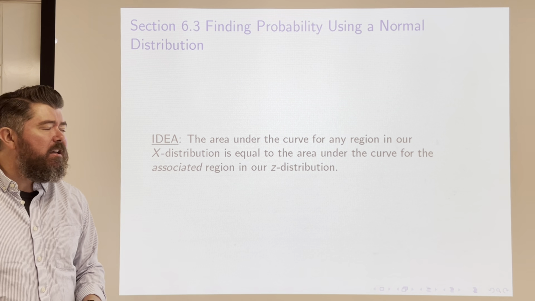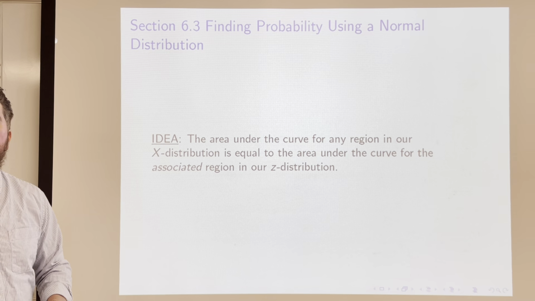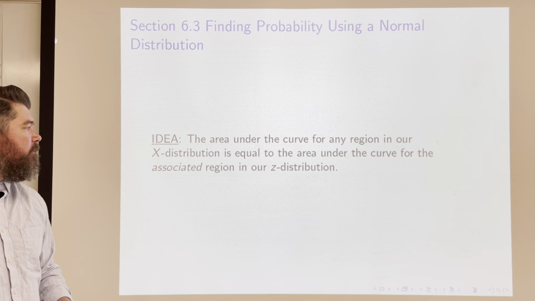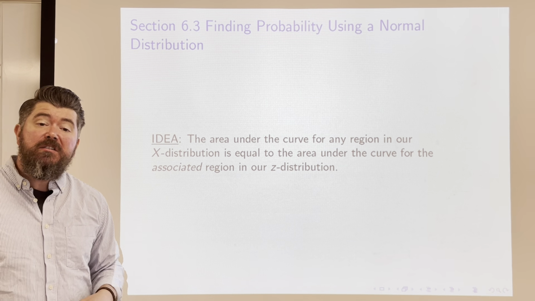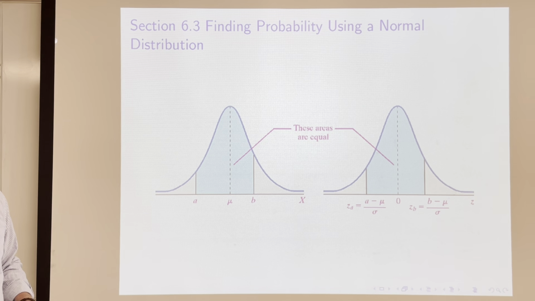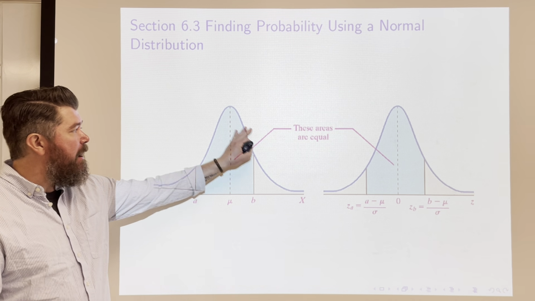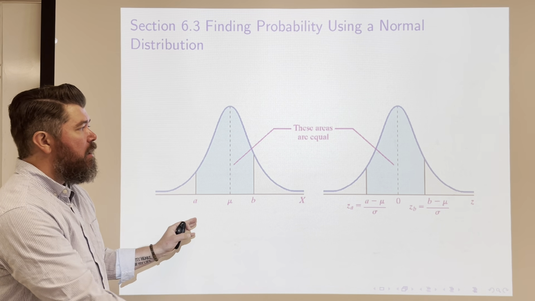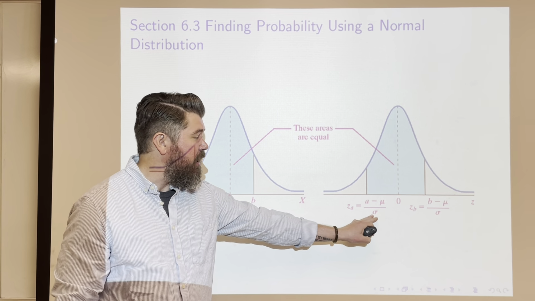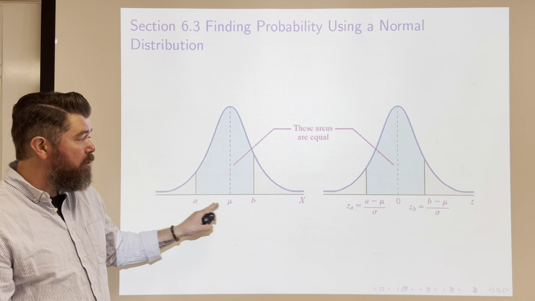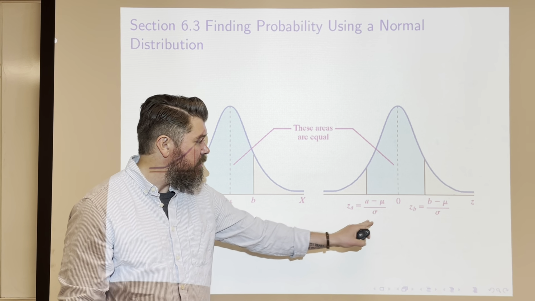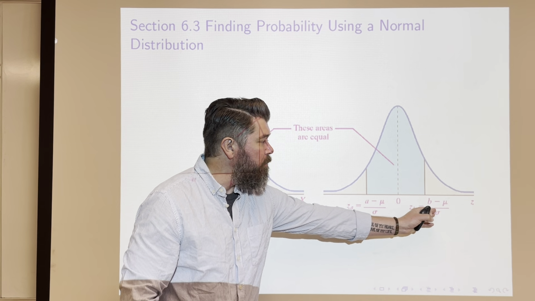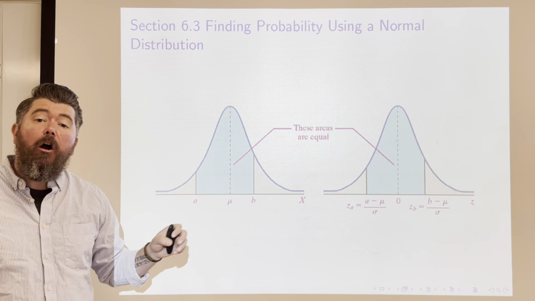The idea here is that the area under the curve for any region in our x distribution is equal to the area under the curve for the associated region in our z distribution. Again, if we have an x distribution and we look at an area, then when we convert it using our standard score, remember, our data value minus our mean divided by sigma, we convert our value A, we convert our value B. These areas are equal.